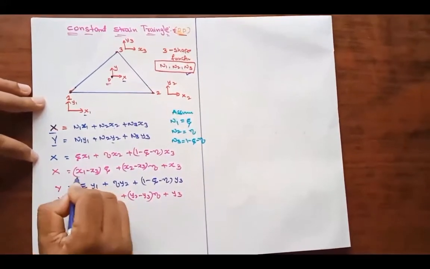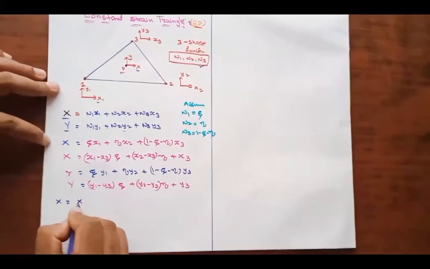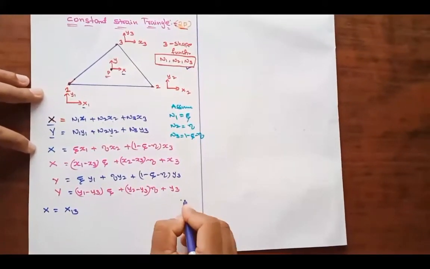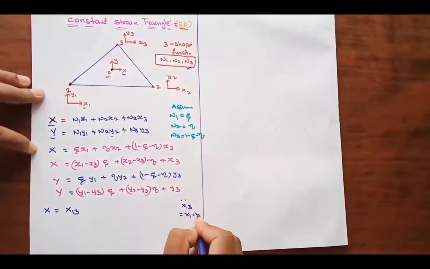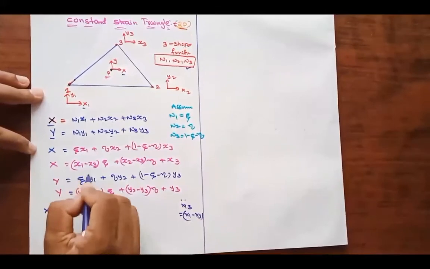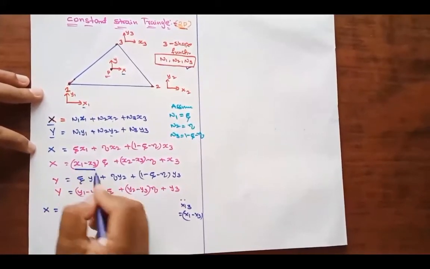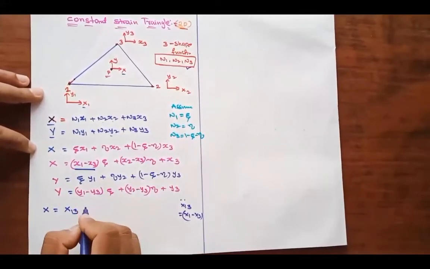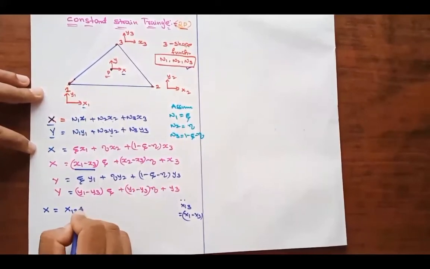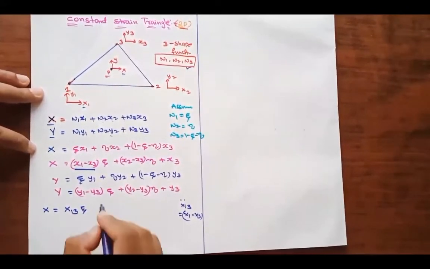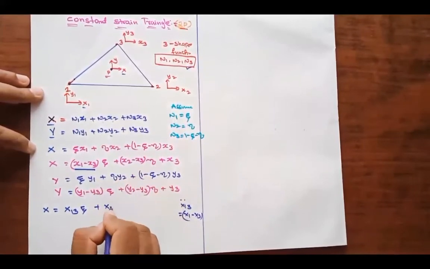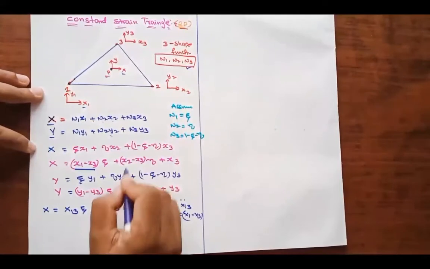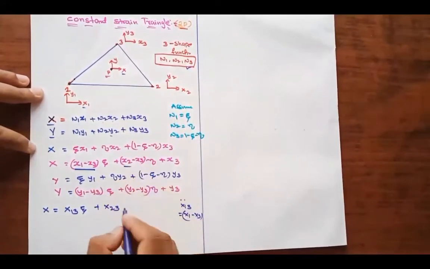The x1 minus x3 can be written as x13, since x13 is equal to x1 minus x3. So if you observe, x1 minus x3 can be written as x13 times zeta. This is for simplification. Plus here, x2 minus x3 can be written as x23, where x23 indicates x2 minus x3, into eta, plus x3.